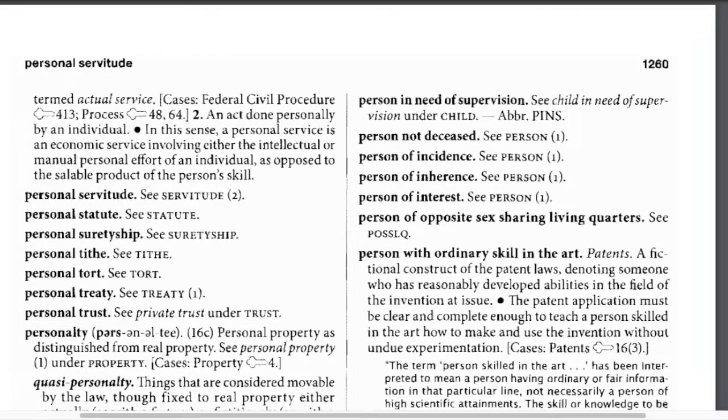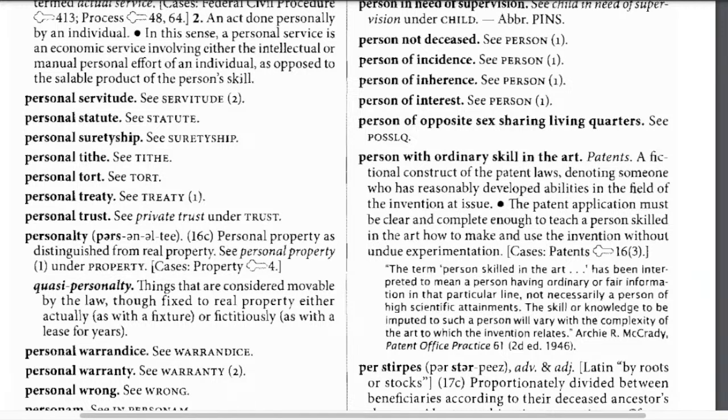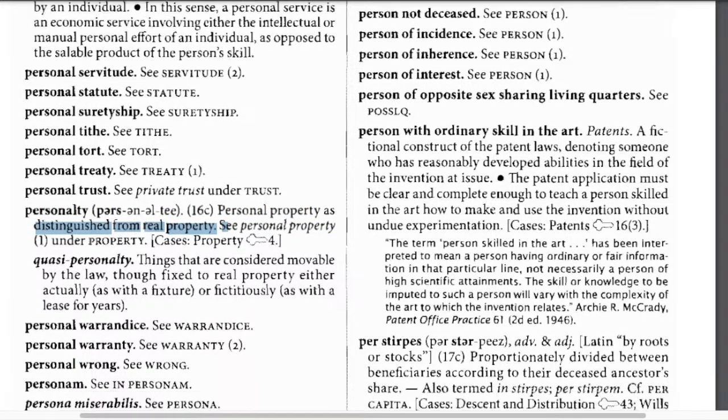Okay. Personality. 16th century. It's personal property as distinguished from real property. Jeez. There's all kinds of quasi-personality, things that are considered movable by the law, though fixed to real property, either actually as a fixture or fictitiously as with a lease for years. Wow, a quasi-personality. Interesting word.